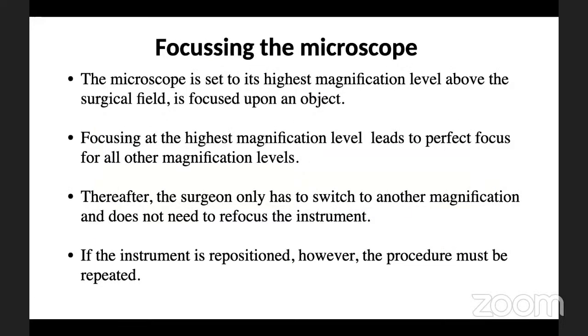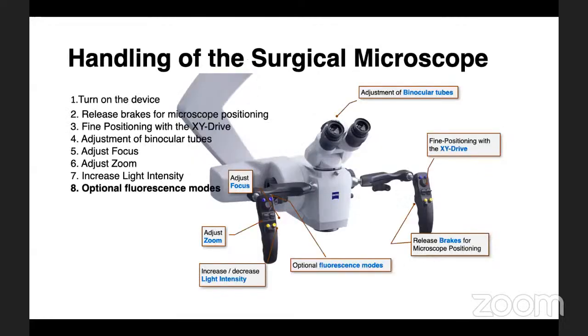The microscope is set to its highest magnification level above the surgical field, and then it should be focused. Focusing at the highest magnification level leads to perfect focus at all magnification levels. Thereafter, the surgeon can simply switch to another magnification and does not need to refocus the instrument. If the instrument is repositioned, the procedure can be repeated.